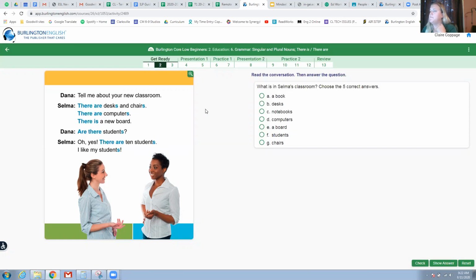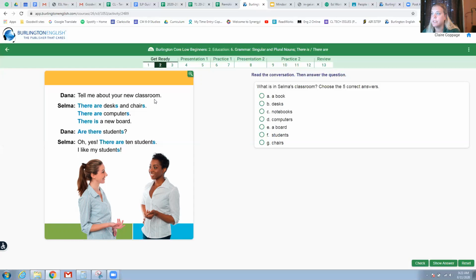All right. So we're going to read the conversation and then answer these questions, okay? So we're going to be looking for what is in Selma's classroom. Choose the 5 correct answers. A book, desks, notebooks, computers, si tiene ese, son plurales, ¿no? Board, students, chairs. So let's read this conversation and decide what is in her classroom.